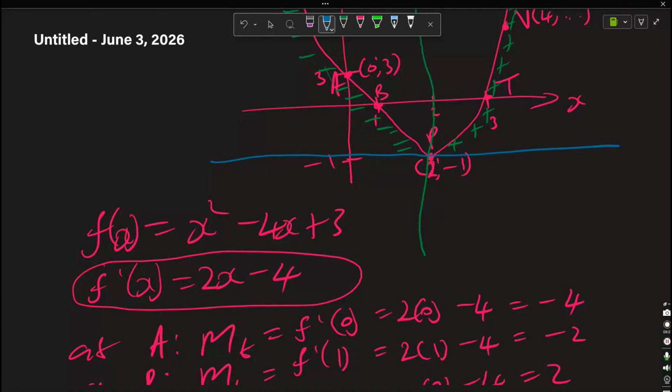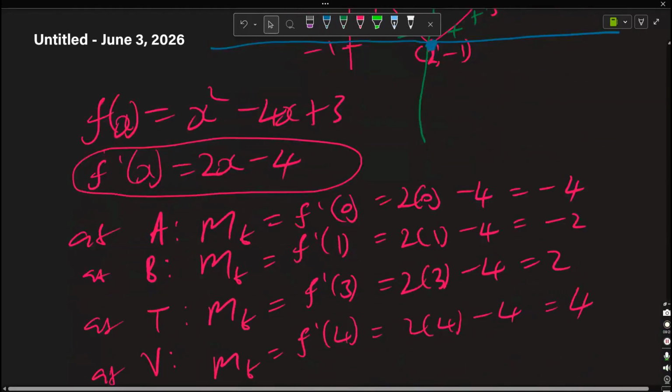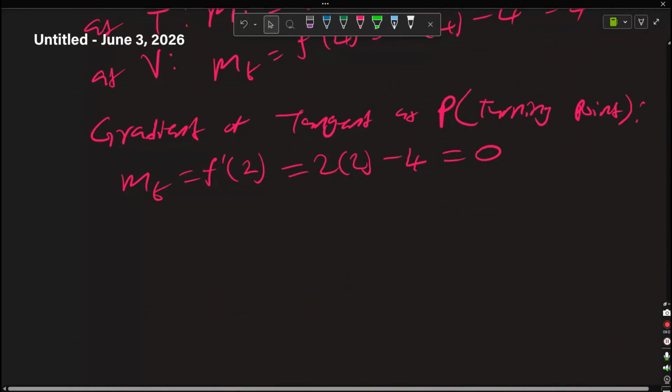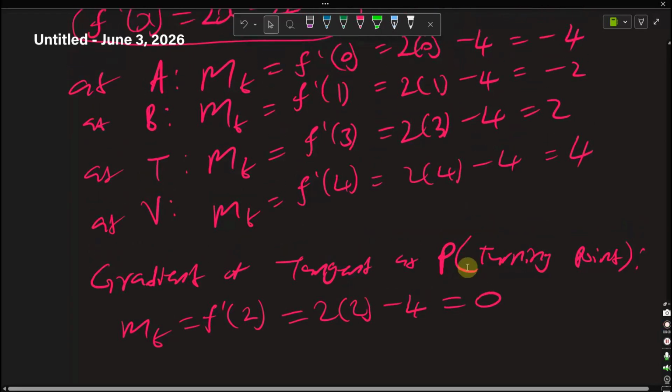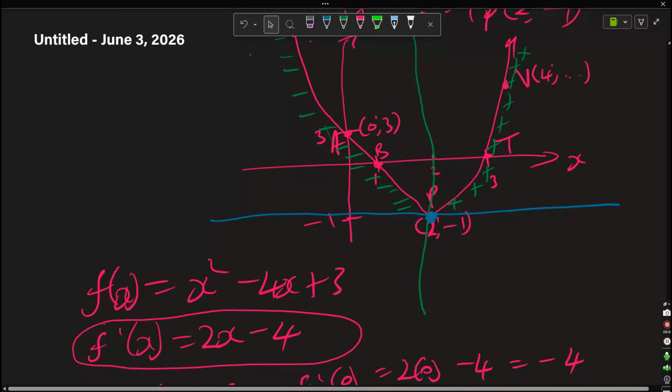Now, remember, if we were to draw the tangent here, the tangent will just be straight. So now we just discovered something beautiful here. At the turning point, the derivative is 0. So the gradient of the tangent at the turning point is 0. Can you see that? So we know that at P, which is the turning point, the gradient is 0.